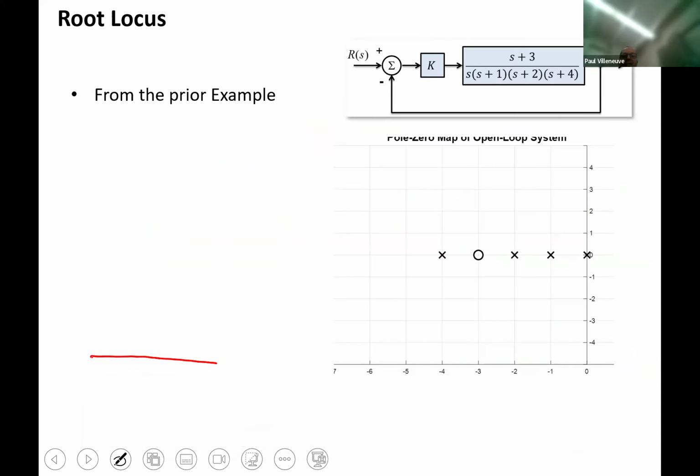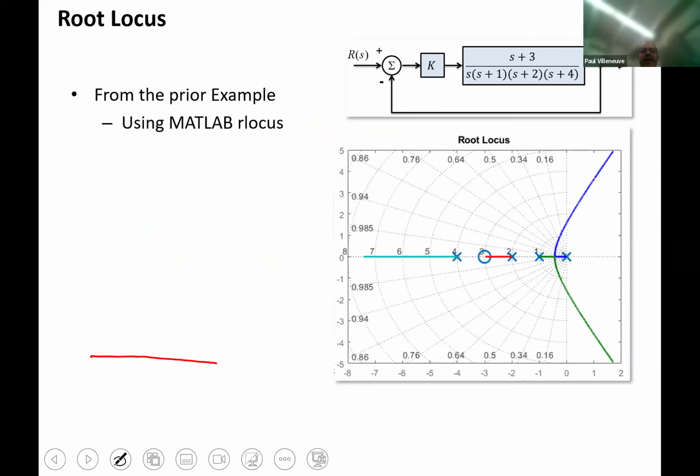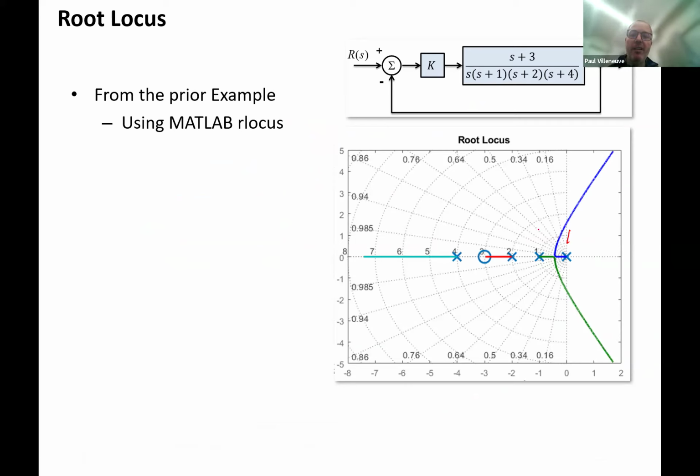All right, so let's go back to our example and let's see if it validated. Here's our root locus, and we can append. This is 1, 2, 3, 4, 5. And I can see that it lives between 1 and 2, but not between 2 and 3. It lives between 3 and 4, but not between 4 and 5. And it lives to the left of 5.